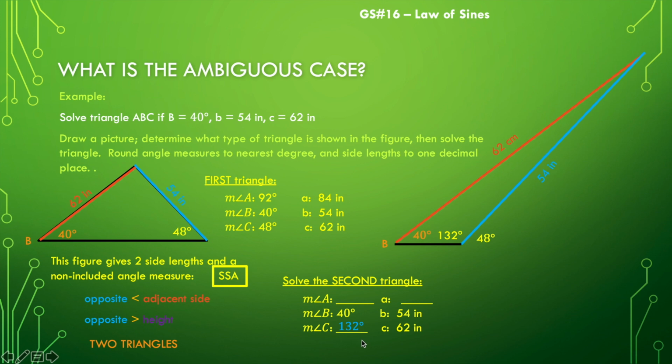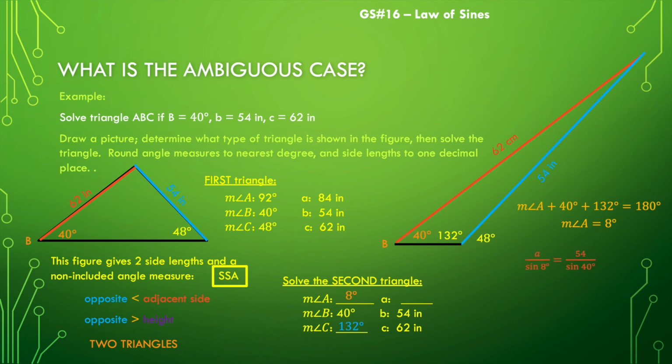So what do you suppose we'll do next? If you said find this angle measure here, you'd be right. You would add that 40 degrees plus that 132 degrees and our missing angle and say that that's equal to 180 degrees. So the measure of angle A will be 8 degrees. All right, now, side length A, we'll have to use law of sines again. But that's the only real application of law of sines for the second triangle.